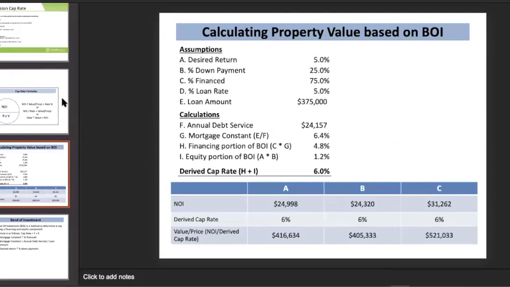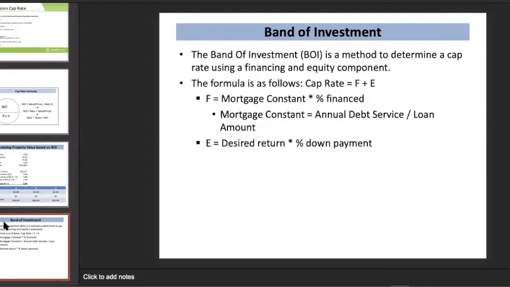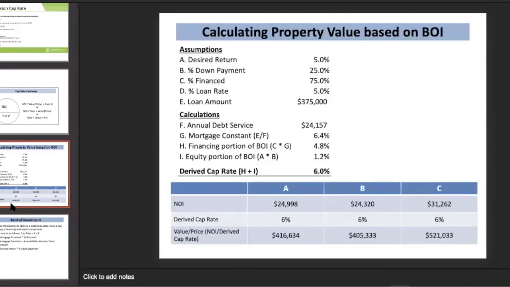So there's another formula out there. I don't use this and I don't really quite understand it, but if you wanted to, you can watch this thing again. It's called calculating value based on BOI, and BOI stands for band of investment. It's a method to determine the cap rate. I don't really quite understand this.